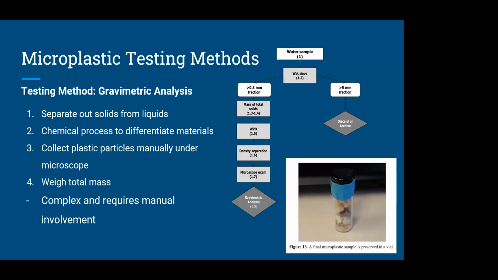Okay, the second method is by gravimetric analysis, which is the separation of the solids from liquids, and also the differentiation of the different solid materials in the sample. Following which, the plastic particles, especially the microplastics, will be collected manually under the microscope. Although it is very tedious, and it requires a lot of manual involvement, which is very time consuming for us, and thus may not be as efficient of a method as it seems.